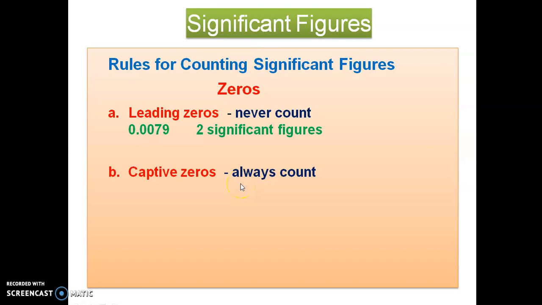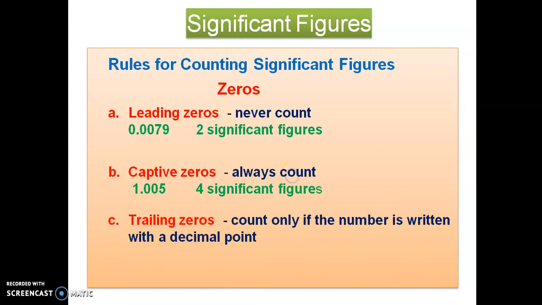The next type of zero is the captive zeros, which are always counted. Captive zeros are present in between two non-zero digits. For example, we take 1.005. In that, 1 and 5 are the non-zero digits, and the zeros present in between we have to consider. So for this we have four significant figures.